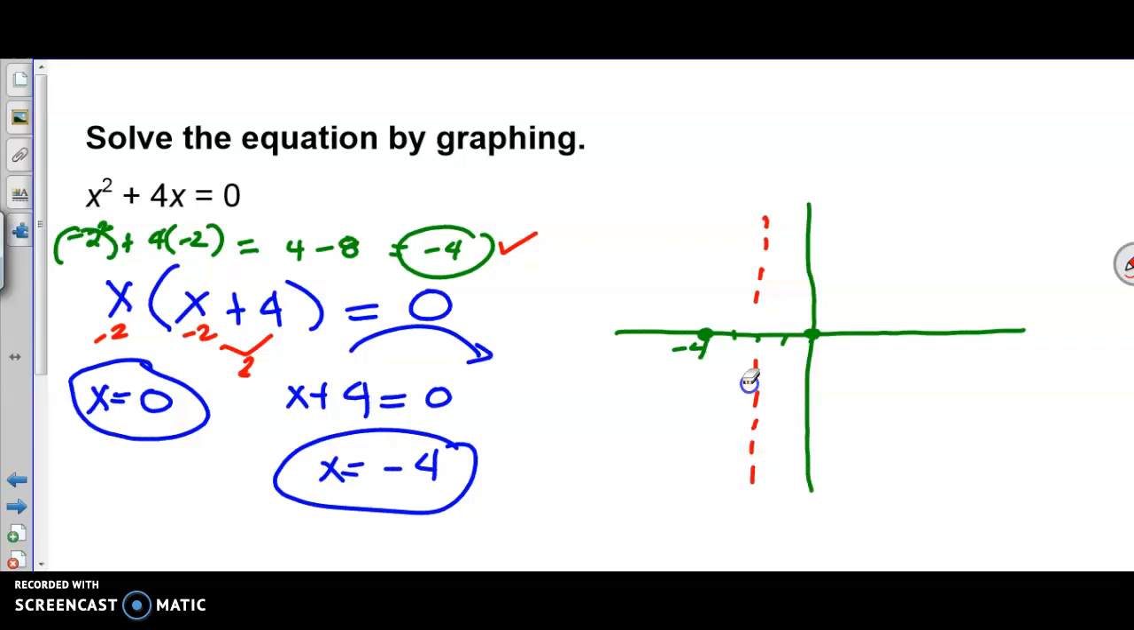So the vertex will be, assuming this is -1, -2, -3, -4, somewhere there, that's going to be your vertex. So now you have a parabola that looks like this. There you go. All right.